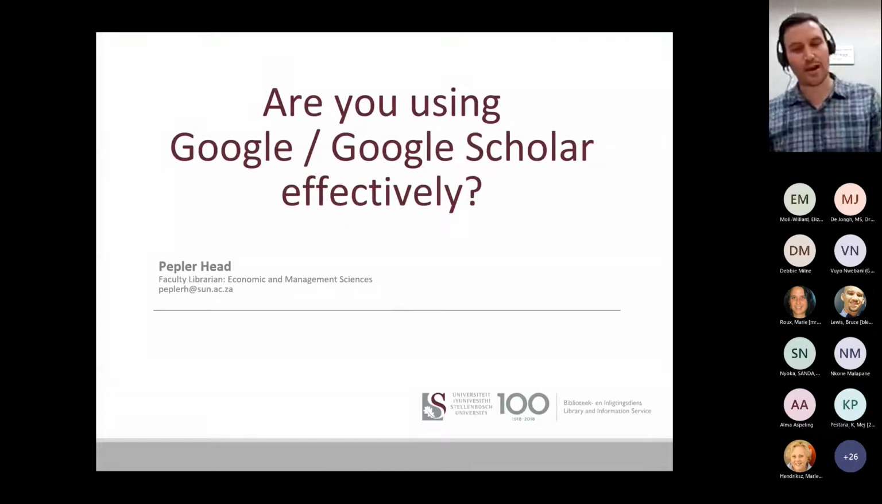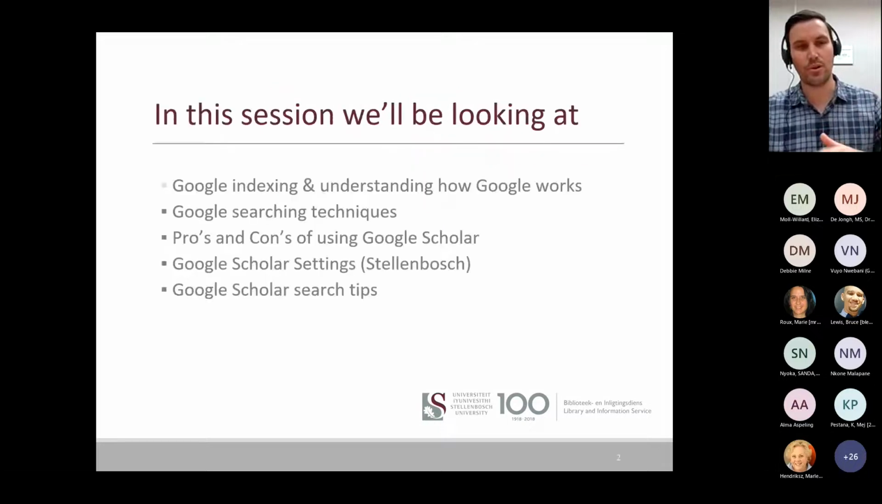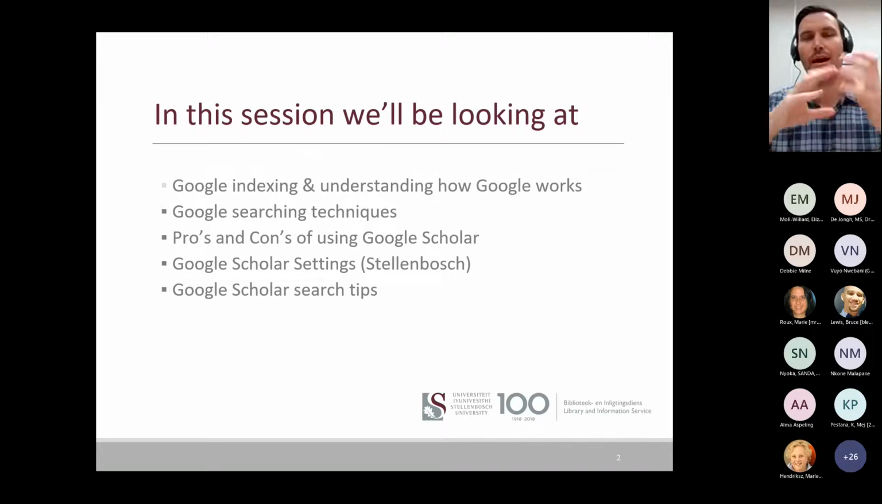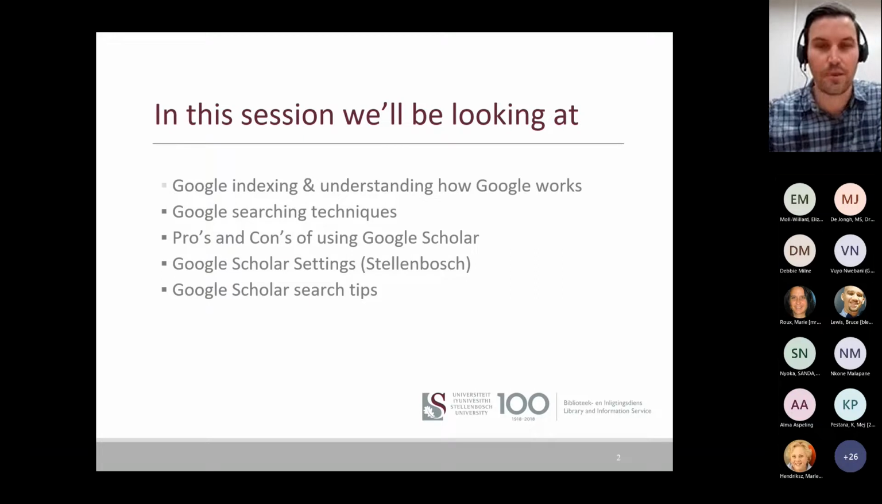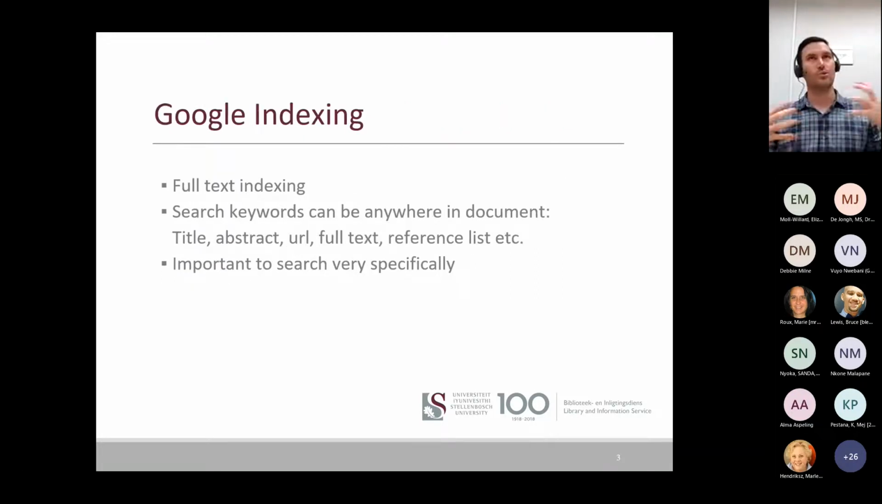I'm going to jump between live and the slides. I'm going to start us off with some basics about Google and Google Scholar, how it works, the indexing, and so forth, and then I'm going to jump to live. What we'll be covering is Google indexing and understanding how Google works, and that will empower us to use it effectively. We're going to look at some Google searching techniques, some pros and cons of using Google and Google Scholar. Then also the Google Scholar settings, how to set that up so it links through to PDFs when we are looking for those, and then some Google Scholar search tips and tricks. So I'm going to start by explaining how Google works and how the indexing works and how we can really make it work for us.